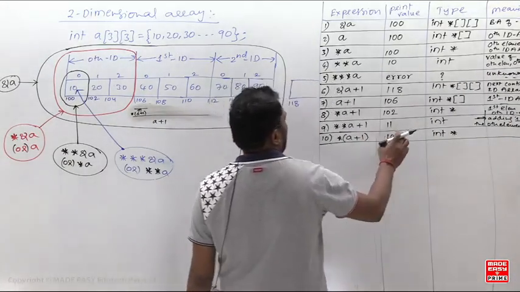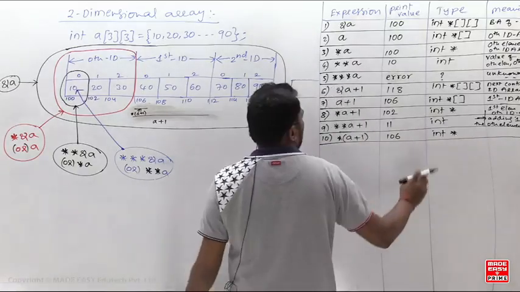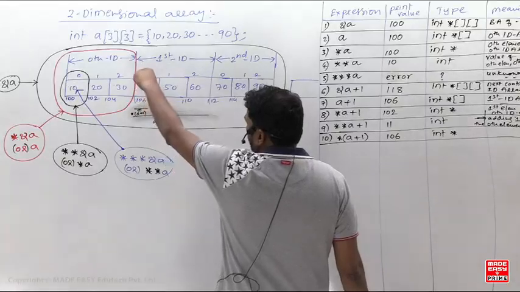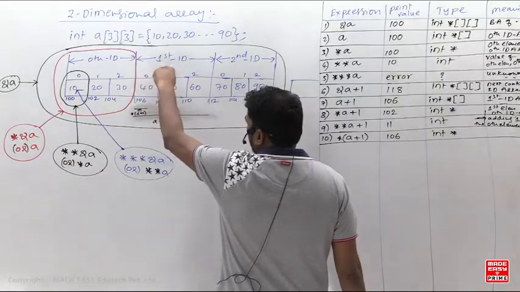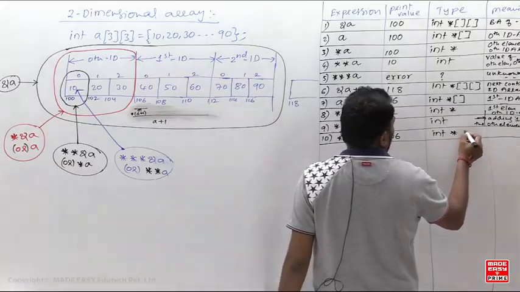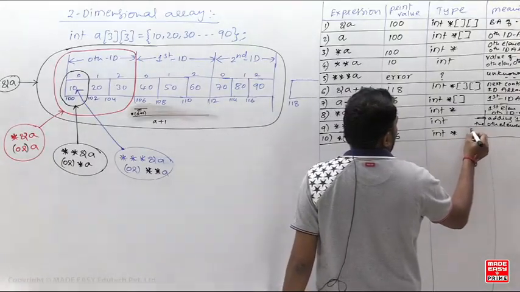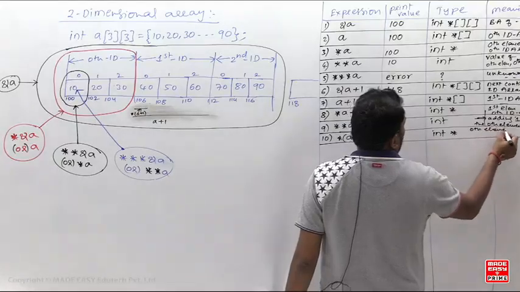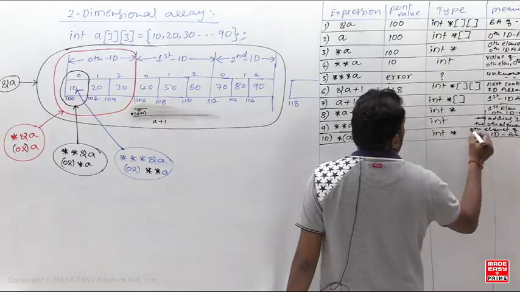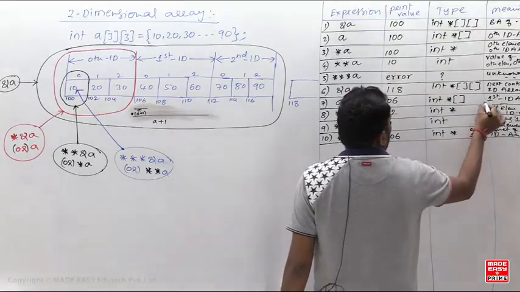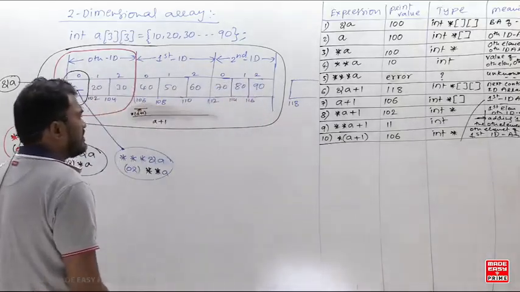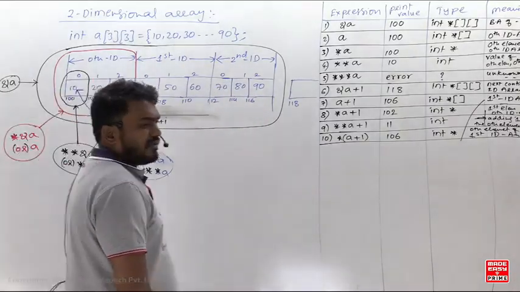So it will point to 106 and the type is int star. But what is the meaning of this? Meaning the base address of the zeroth element of the first 1D array. So look here, I'm writing it. Write it properly, I don't have space here. Base address of the zeroth element of the first 1D array.